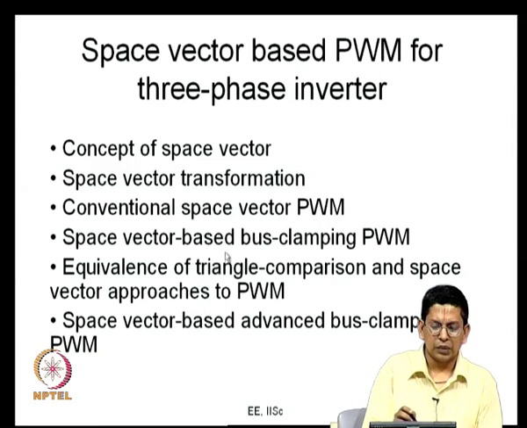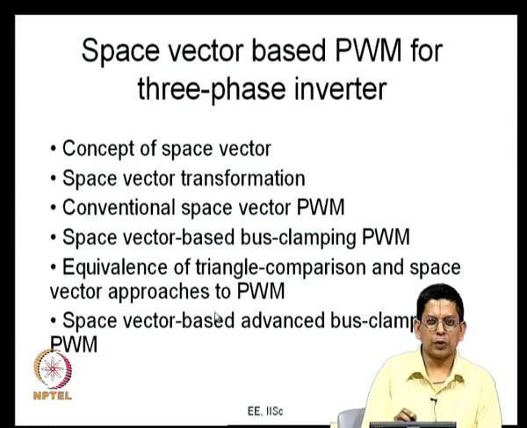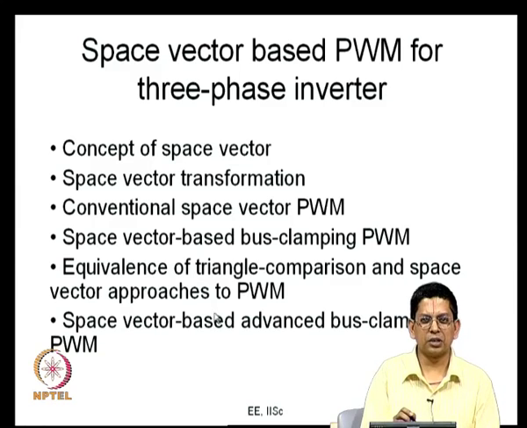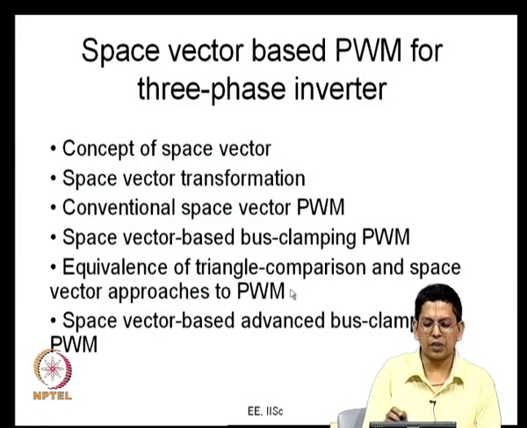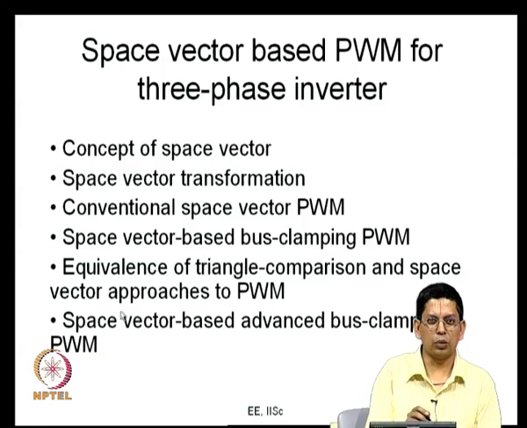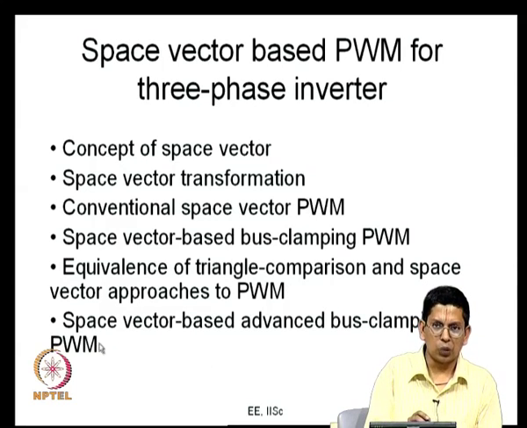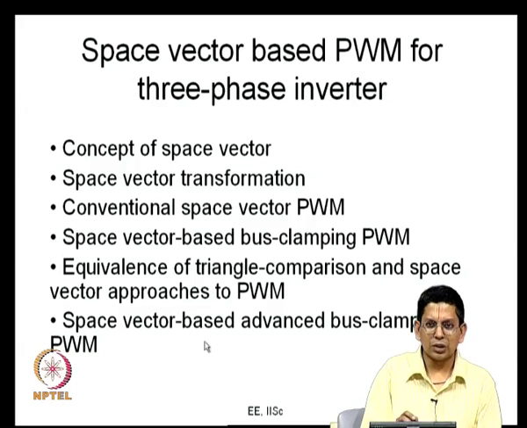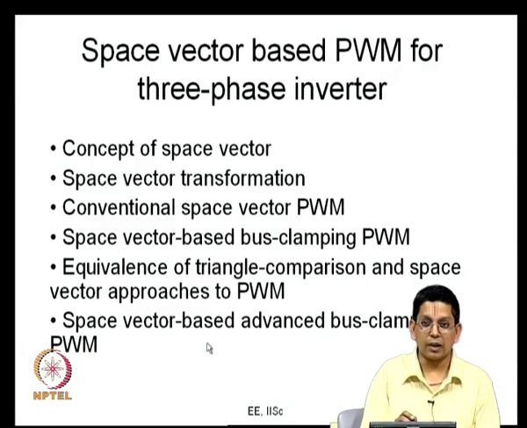And then these two methods, triangle comparison and space vector, would look a little different from each other, but actually they have lots of similarities. So, we would look at the equivalence of triangle comparison and space vector approaches to PWM, and most of the literature stops here. If you read through a good part of the literature, you would get a feeling that both these approaches are pretty equivalent, but what we would like to stress in this course is that the space vector approach is a little more general than the triangle comparison approach.